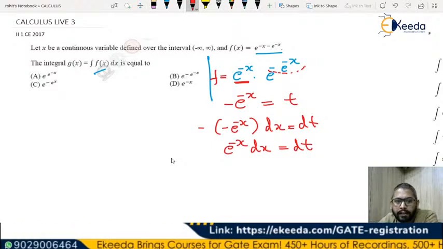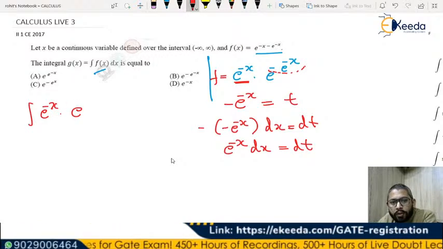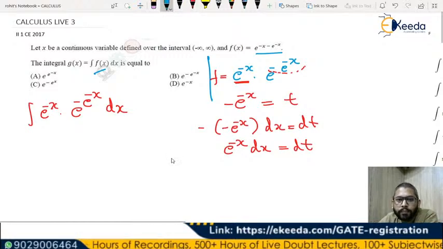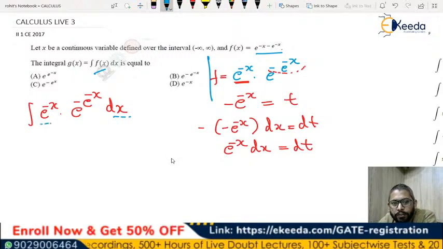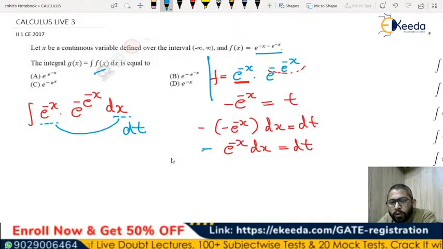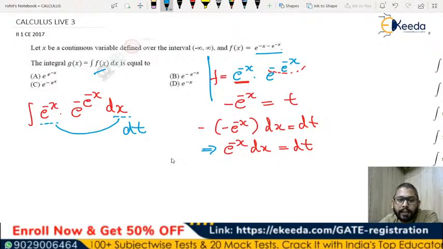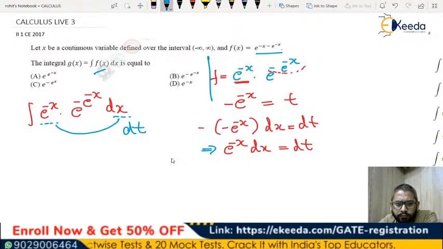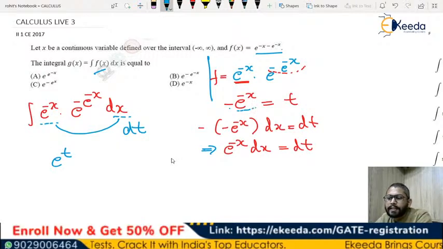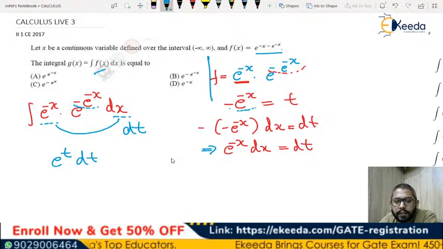So while integrating e to the power of minus x into e to the power of minus e to the power of minus x dx, this term dx and this e to the power of minus x can be together taken as dt. That is what we have written here. And this e to the power of minus e to the power of minus x can be taken as simply e to the power of t, right? Because we have taken minus e to the power of minus x as t. So this entire thing is t now, and this becomes dt.